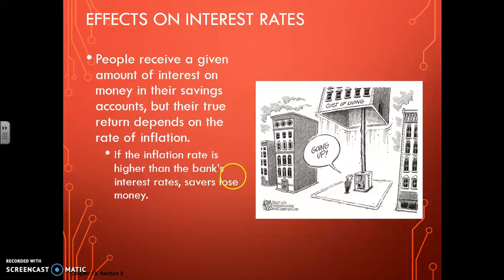If we look at this graphic over here, we see wages down here in this elevator, right? And we see the bellhop, and it says up here cost of living, and he says going up, which means cost of living is going up, but wages are staying down here.